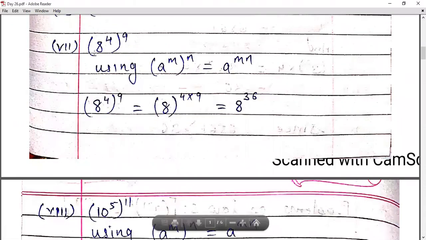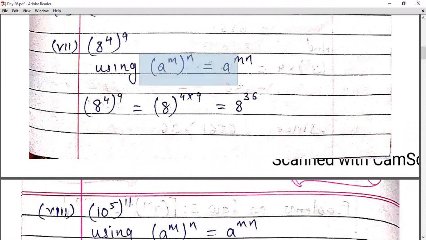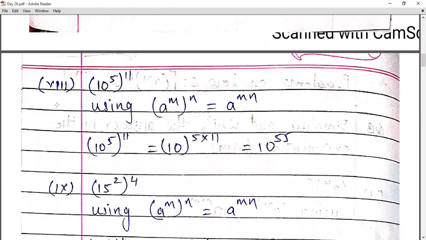Part 7 is (8^4)^9. Using the law (a^m)^n equals a^(mn), (8^4)^9 can be written as 8 raised to 4 into 9. 4 9s are 36. So 8 raised to 36 is the answer. Part 8, (10^5)^11. Again, the powers will get multiplied. I can write it as 10 raised to 5 into 11. 5 into 11 will give you 55. 10 raised to 55 is the answer.